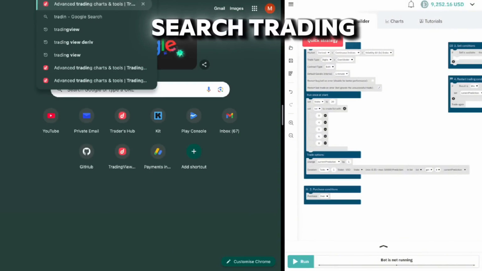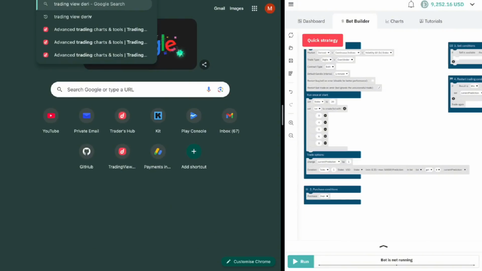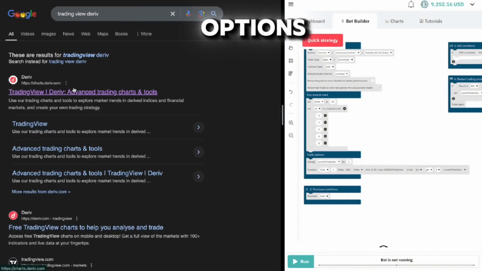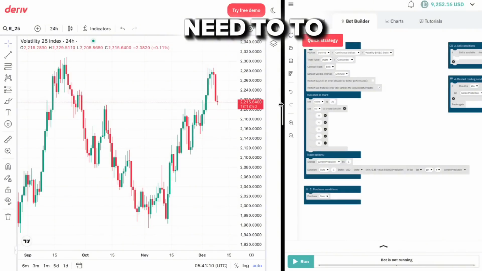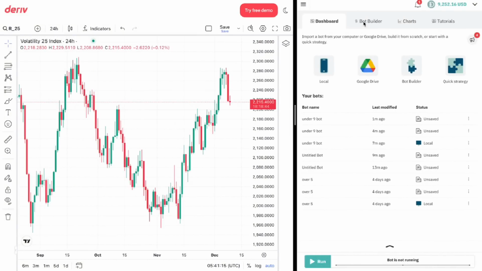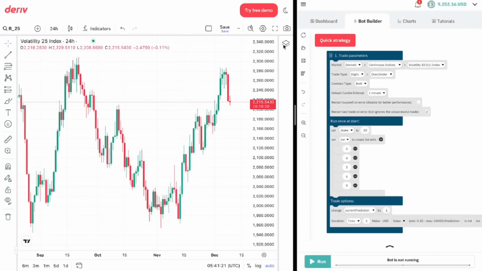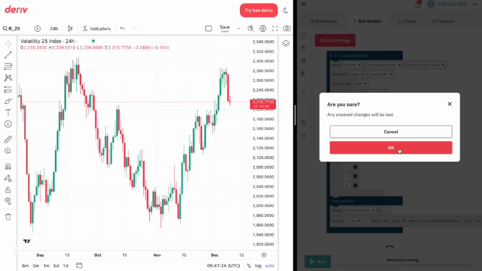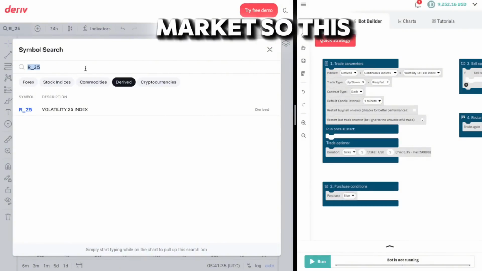And just search TradingView there, so you don't have so many options. So first one, on TradingView, there are a few things you need to note here. So let me just minimize that a bit. I'll also reset this. So this is the default bot, rise and fall. On this here, R25, this is a market. So this is the right market.